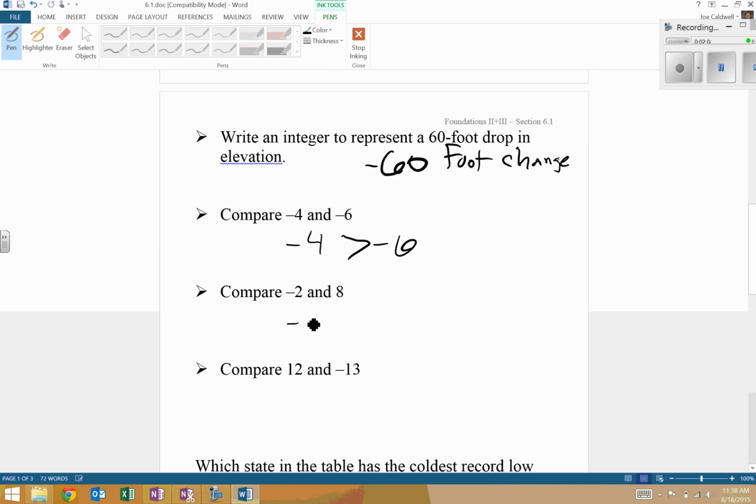Now, when you have a positive number, obviously, positive numbers are always bigger than negative numbers. So positive numbers are always bigger than negative numbers.